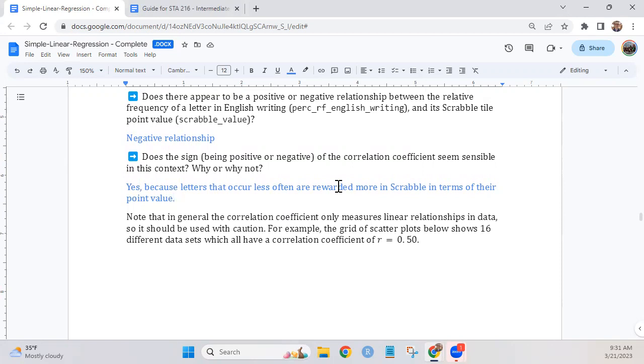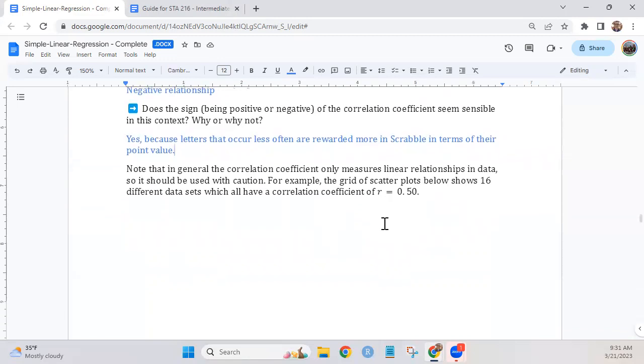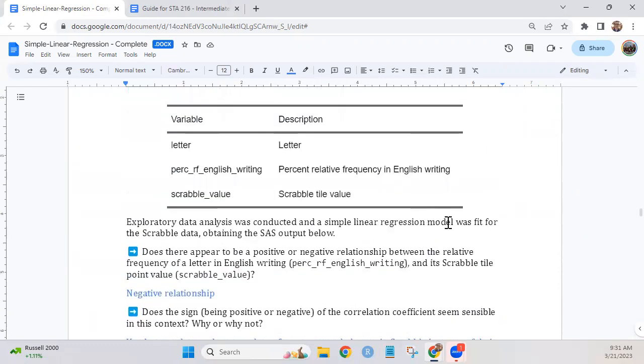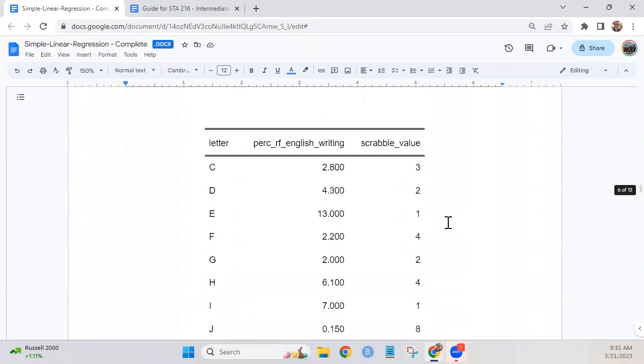Okay. But note that for linear regression and the correlation coefficient, more specifically, these rely on a linear relationship between x and y. So the correlation coefficient is actually r, which we denote with lowercase r commonly.